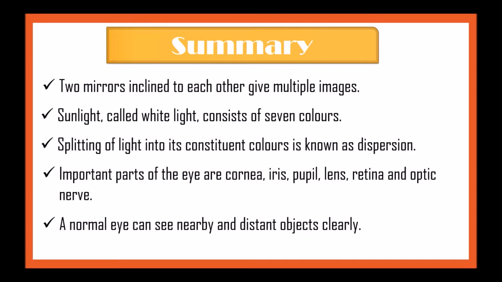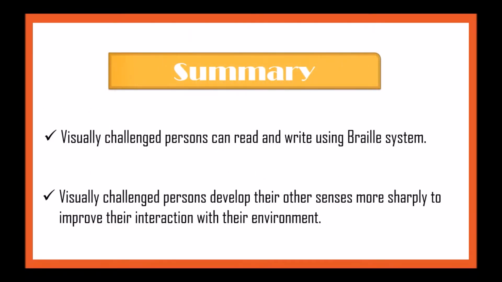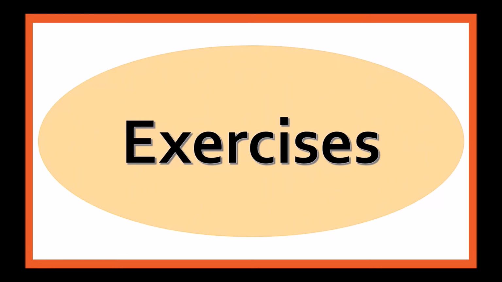The normal eye can see nearby and distant objects clearly. A visually challenged person can read and write using the Braille system. Visually challenged persons can develop their other senses more sharply to improve their interaction with their environment. So this was the summary of the chapter. Now let's solve the exercise of the textbook.